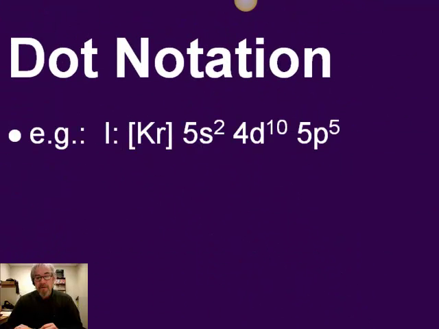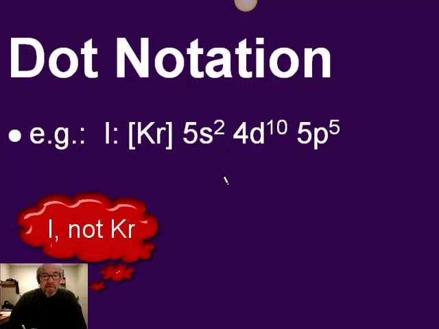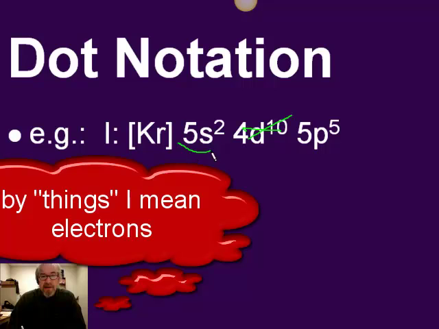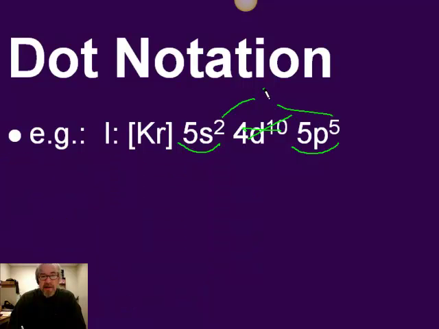So let's do dot notation for iodine. If I look at the shorthand notation for krypton, here's what I find. I have 4d10, which I can get out of there, and then the highest shell things are just 5s. I have 2 in the 5s, and I have 5 in the 5p, so that's a total of 7. So I'm going to draw iodine symbol, just an I, and then I'm going to put in my 7 dots.